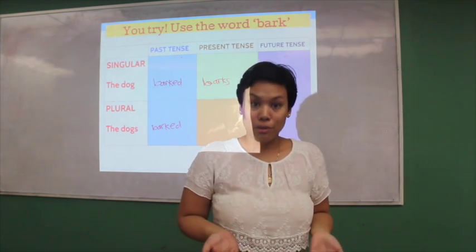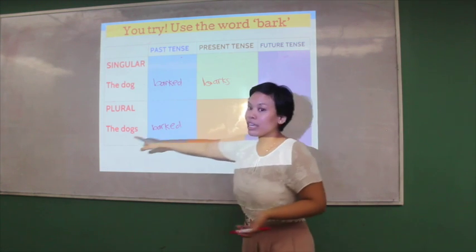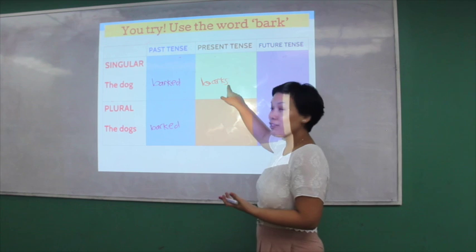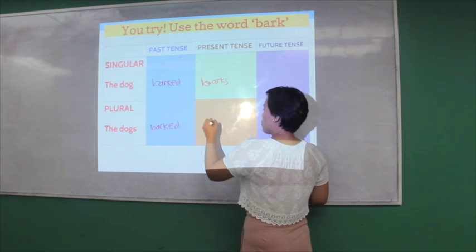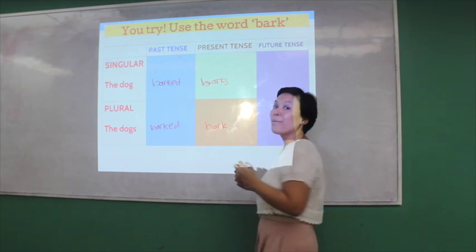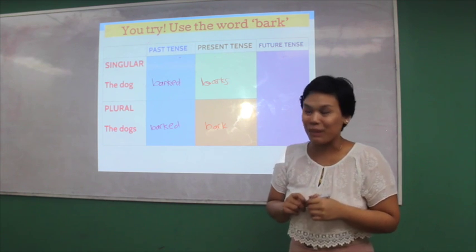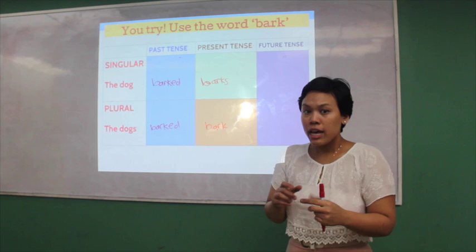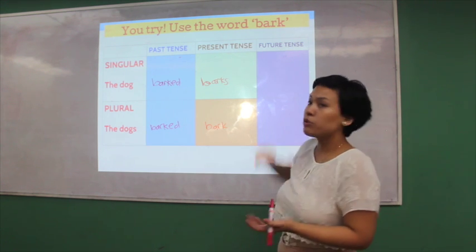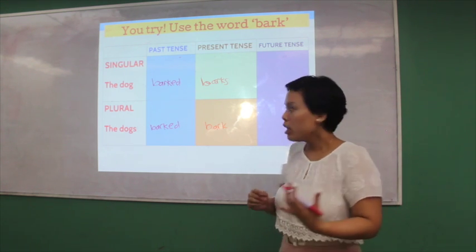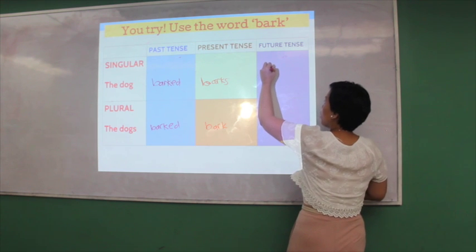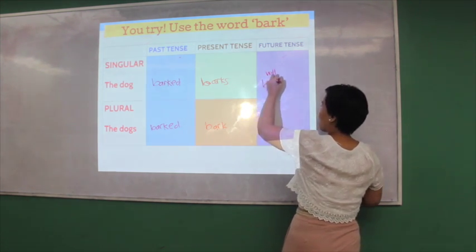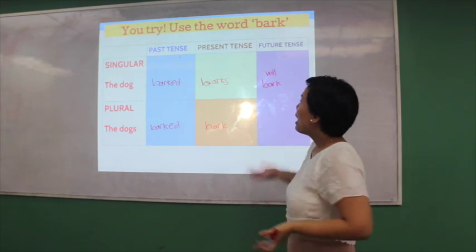whenever he enters the room. Or if you're talking about many, what's the rule? That's right, no S, right? So you would say that the dogs bark all the time. And if it happens in the future, you have one subject, then how should we use the word bark? You would say, the dog will bark if you go near him.